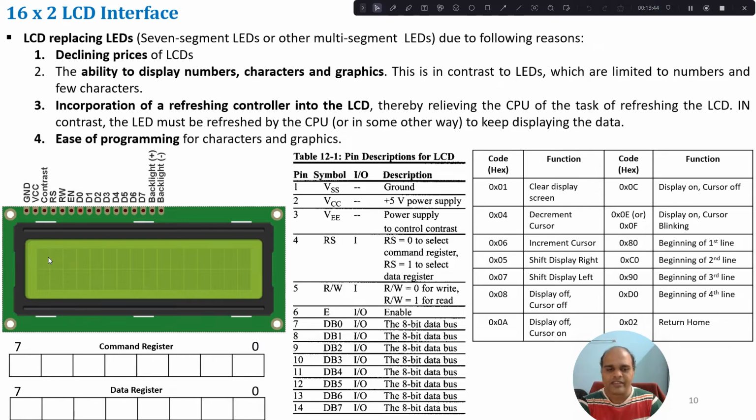And each position has an address in the 16x2 LCD. So for example, in the first row, first position has an address of 0x80. Second position will have 0x81. Next position 82, 83. So like that it goes on till the final position will be your 8F. Same way second row, first position will be indicated by the address C0. Second position will be C1, C2, C3. So like that it goes on till CF. So if I have multiple lines, third line, fourth line, we can look at the data sheet for the corresponding addresses. So these are some of the commands which can be sent by the CPU to your LCD.